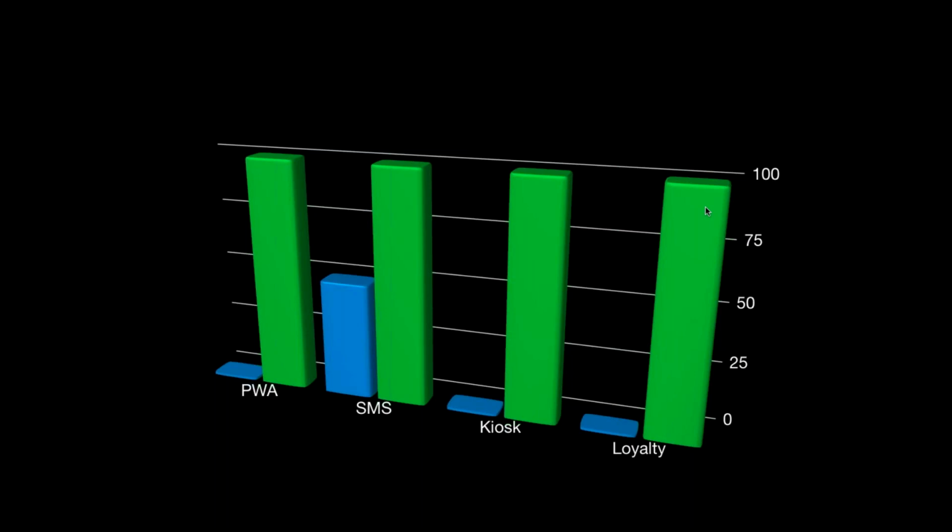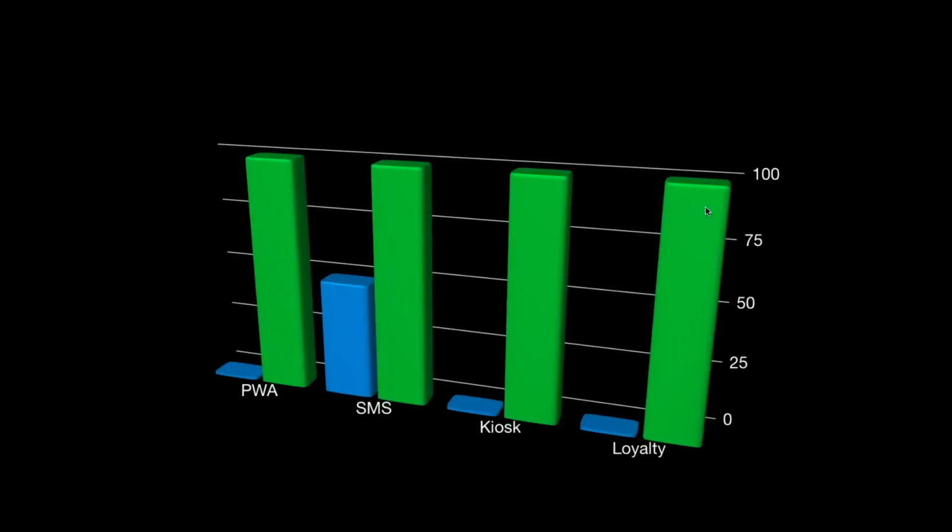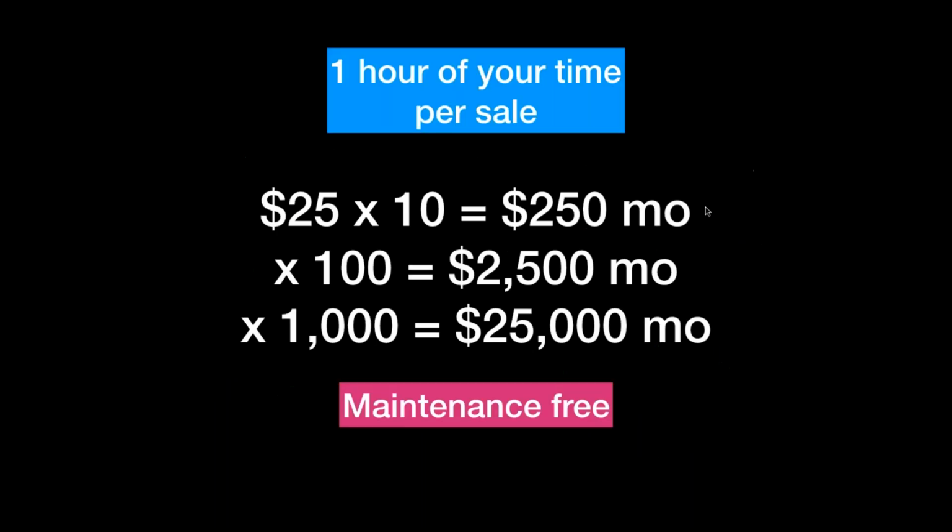So what does that equate to? Go out and sell something for $25. I don't care what it is. Sell someone a loyalty card for $25 a month. Sell them a kiosk for $25 a month. Sell them a PWA for $25 a month. You get 10 businesses, that's $250 a month in your pocket. Done. How simple is that?